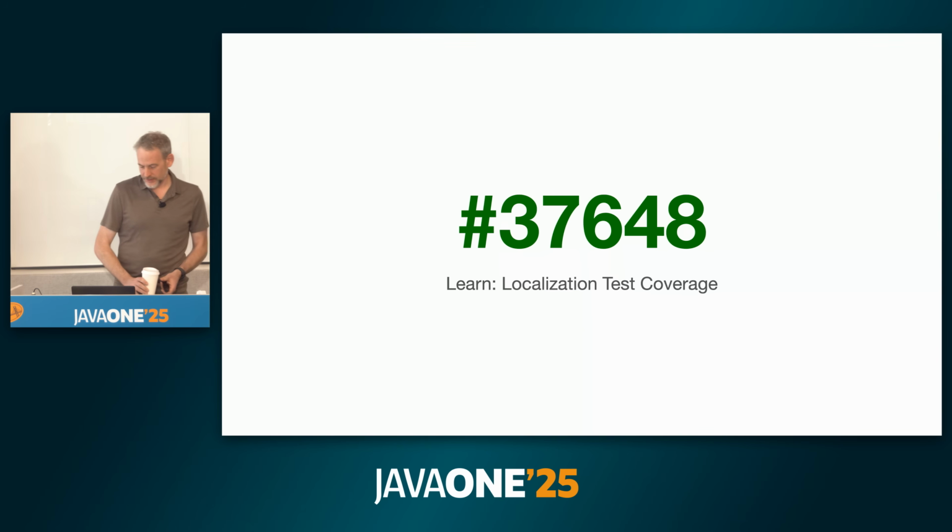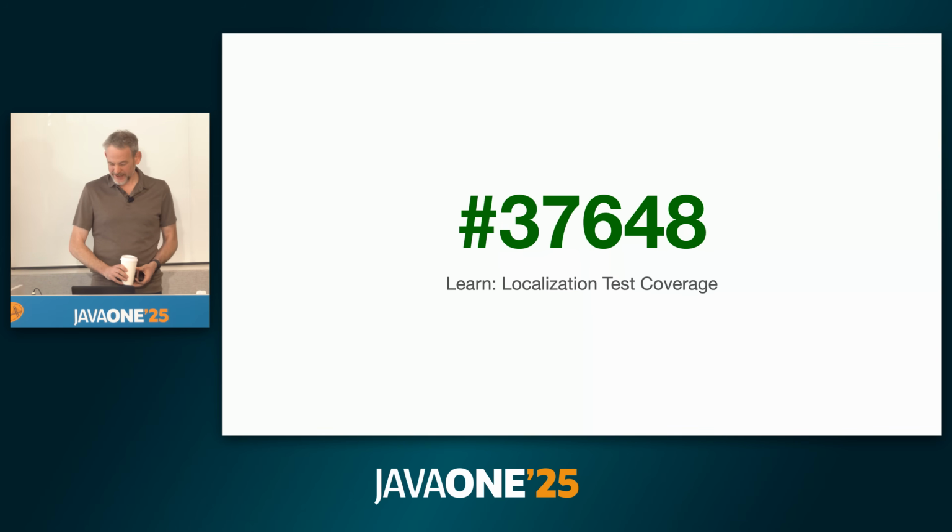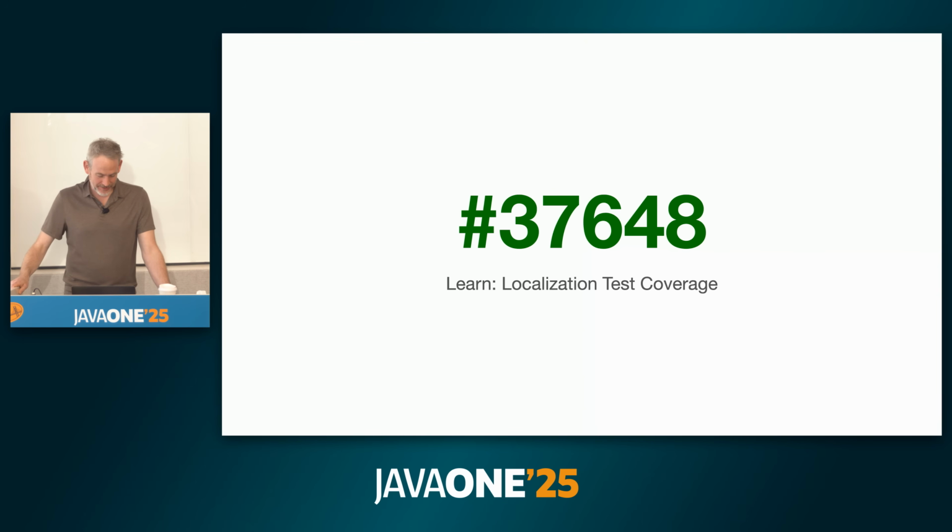This one is Locus alert, 37648. I'm getting bigger numbers. Localization and test coverage. This one is to highlight that no matter how many tests you write and you think you cover everything, it's very difficult to cover everything.